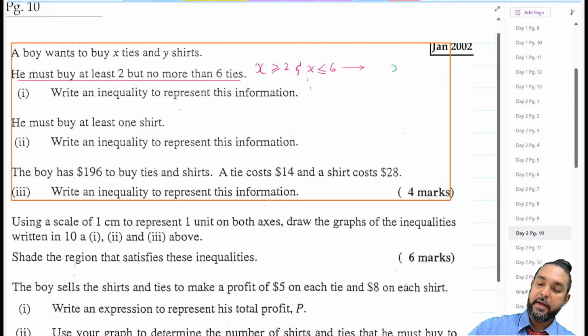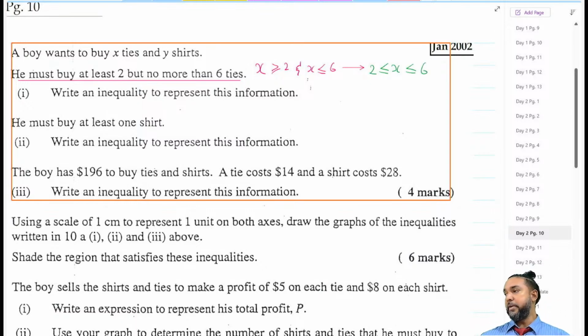It would look like X is greater than or equal to 2, but less than or equal to 6. Right? So this is what they'll do.